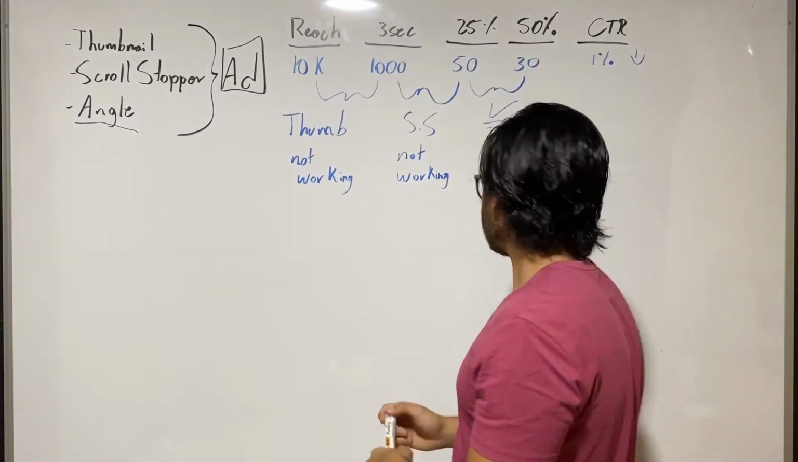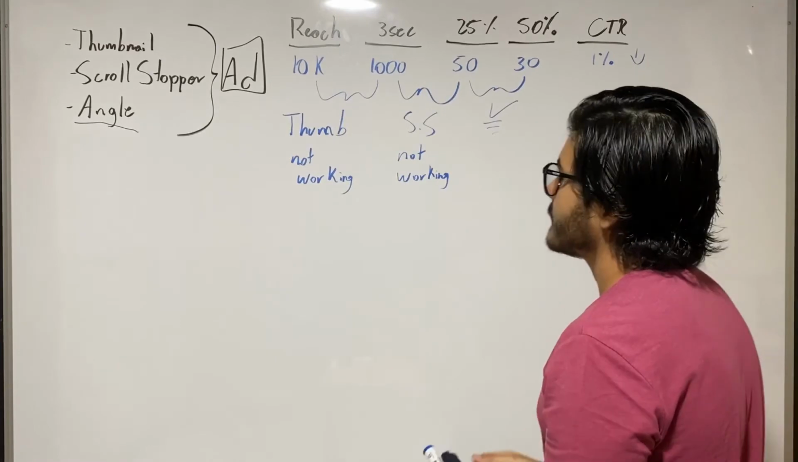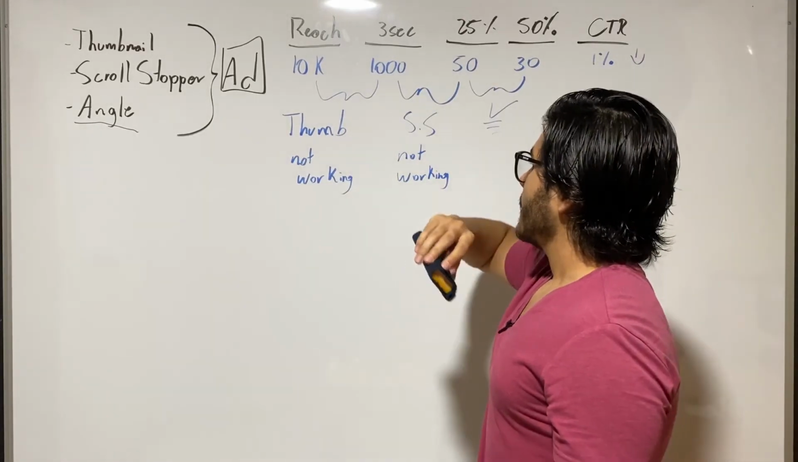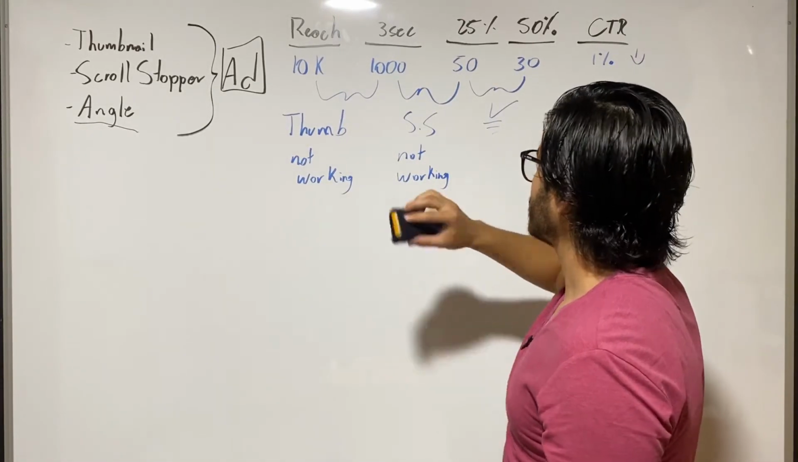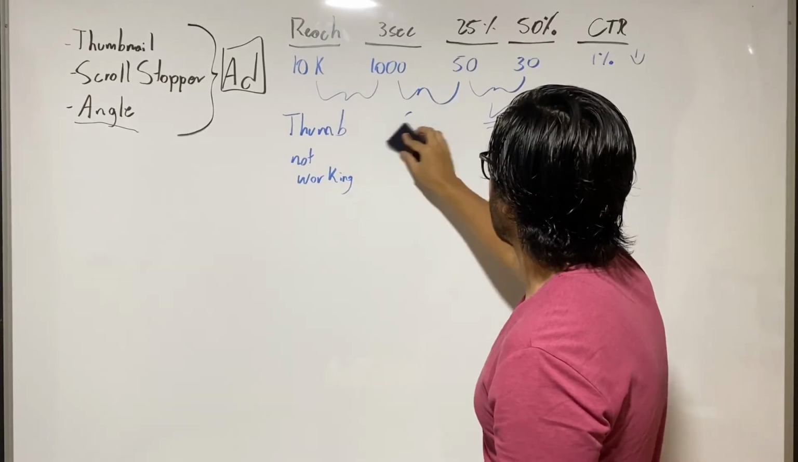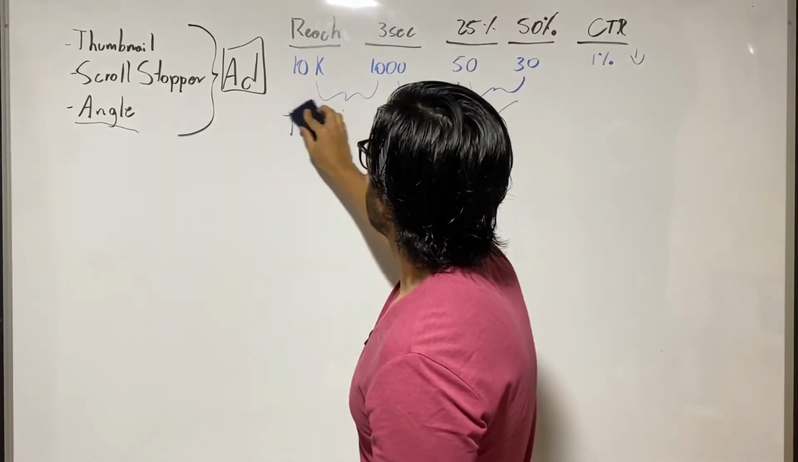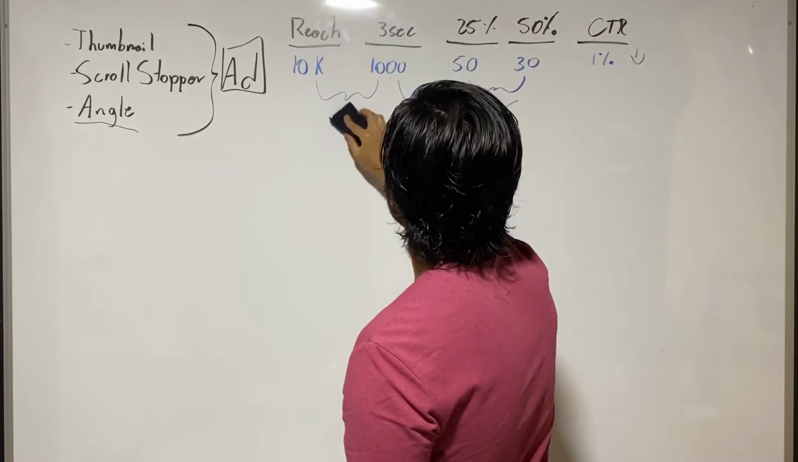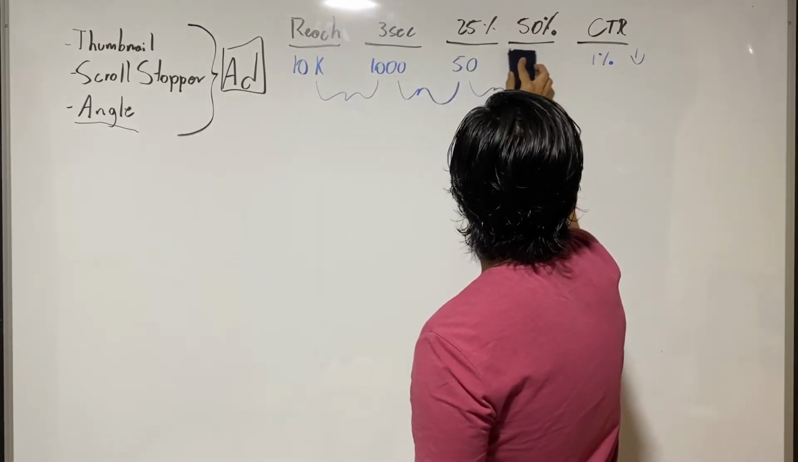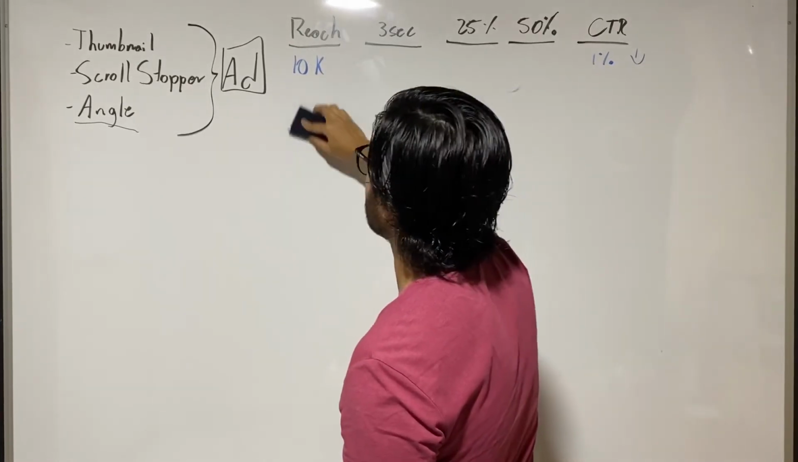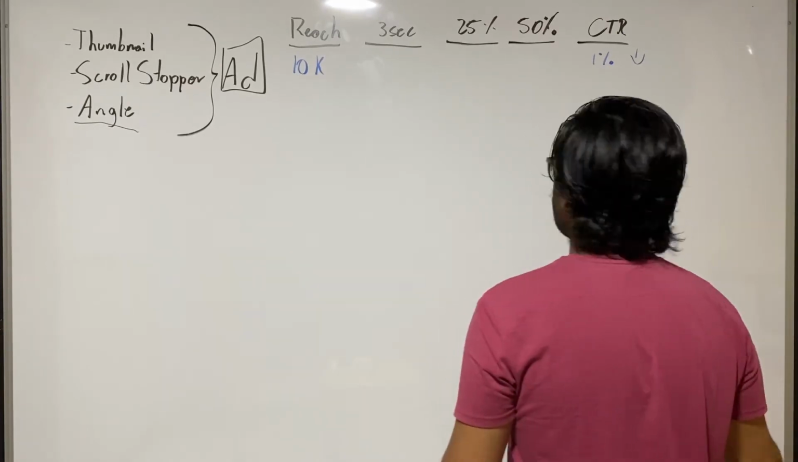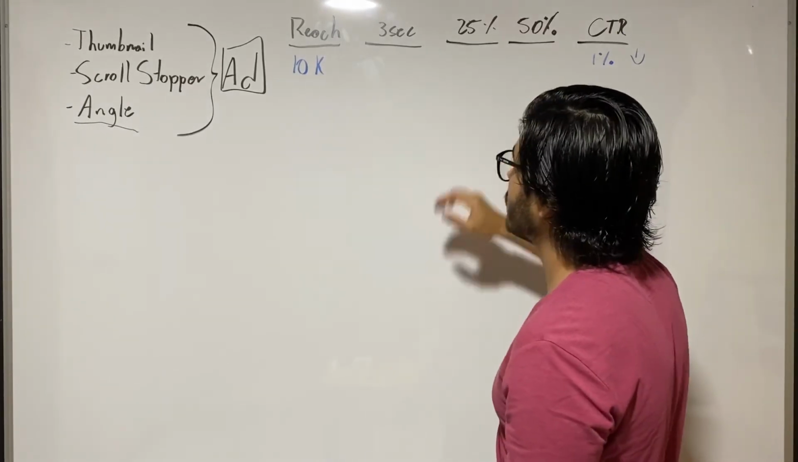Okay, so let's say that we change the thumbnail, we change the scroll stopper, but we keep the angle because the angle was working.